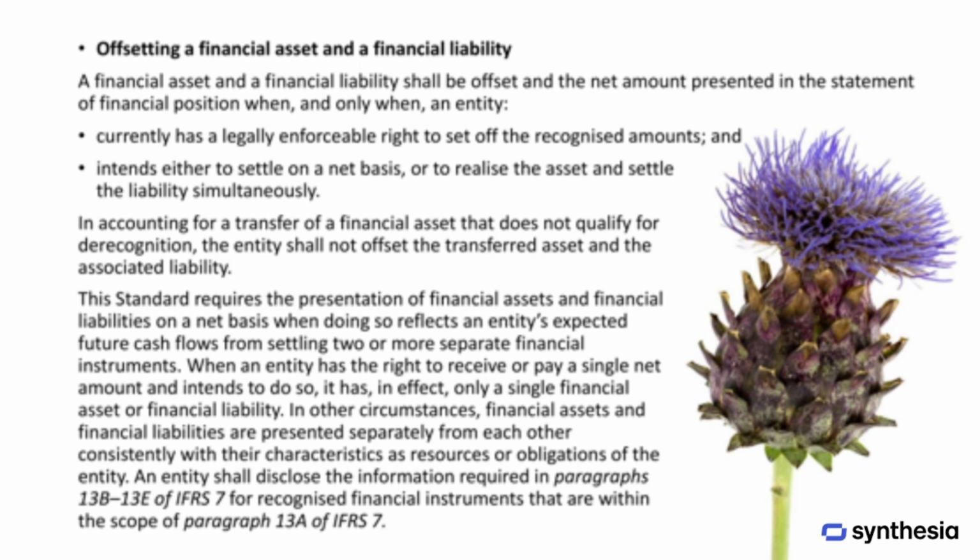This standard allows financial assets and financial liabilities to be presented on a net basis only when doing so reflects the entity's expected future cash flows from settling two or more separate financial instruments. When an entity has the right to receive or pay a single net amount and intends to do so, it effectively has only one financial asset or one financial liability. In other situations, financial assets and financial liabilities must be presented separately, reflecting their nature as resources or obligations of the entity. The entity must also provide the disclosures required by IFRS 7 for recognized financial instruments that fall within this scope.